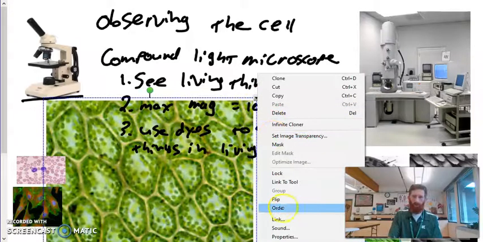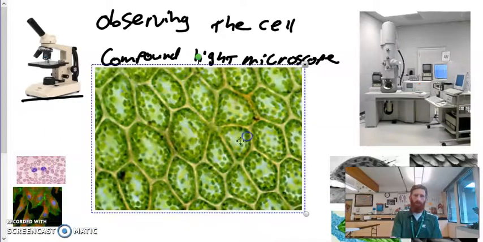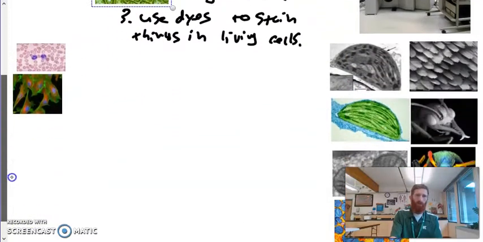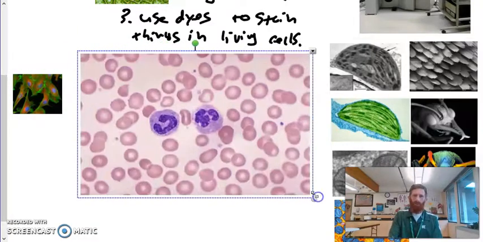So let's bring this to the front. Yep, good. So this is a plant cell, obviously. And we can kind of see the cell wall right here, and we can see all these little green discs in here. So those are chloroplasts. And if this was a video, sometimes we can actually see them moving around in the cell. It's actually pretty cool. Let's move this down a little bit. This is another image from a light microscope.